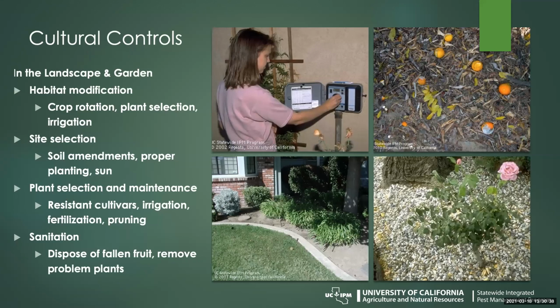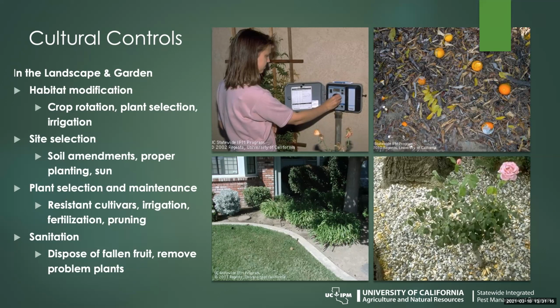Moving on to cultural controls in the landscape and garden, there are habitat modifications that we can do. Maybe rotating the crops so that soil dwelling pests that may have been there from the previous crop, you plant a new kind of crop that those soil pests do not like, and they will eventually die. And so planting tomatoes in the same bed every year after year, you may experience a nematode problem. And so changing up what you're growing in the same bed or same location is good for habitat modification.